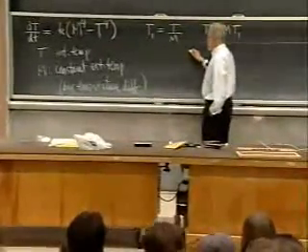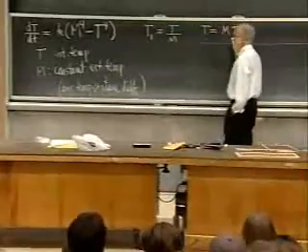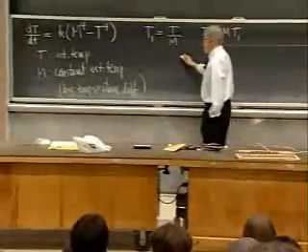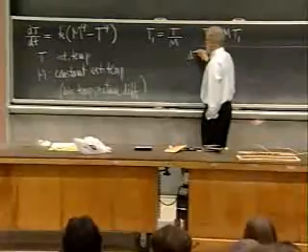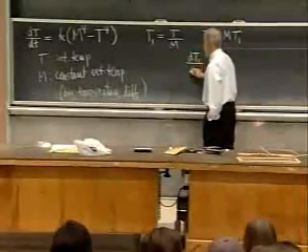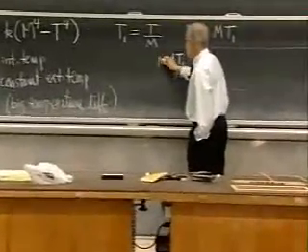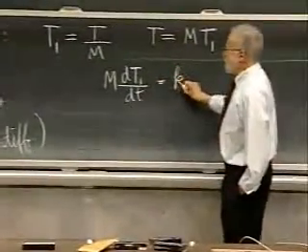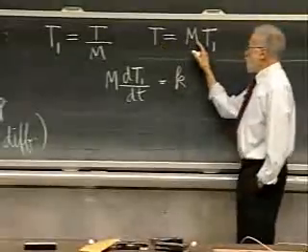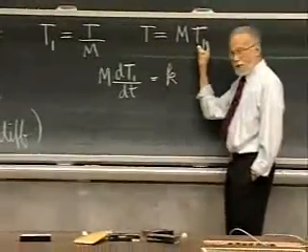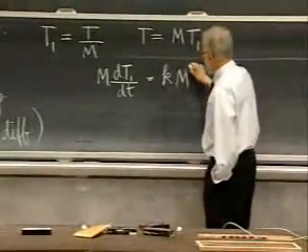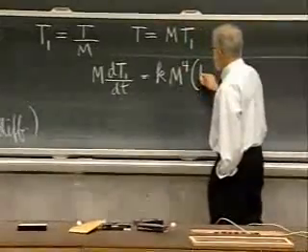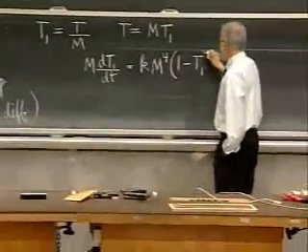The new equation will be what? Well, since M is a constant, the left-hand side becomes dT1/dt times M equals k times M to the fourth minus M to the fourth T1 to the fourth. So I'm going to factor out that M to the fourth and make it 1 minus T1 to the fourth. Okay?